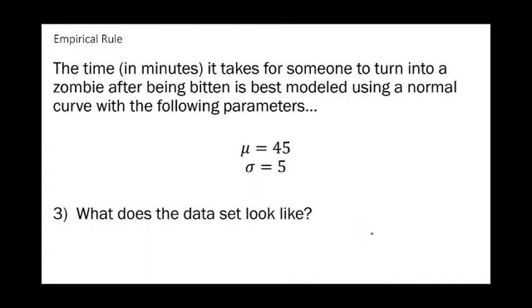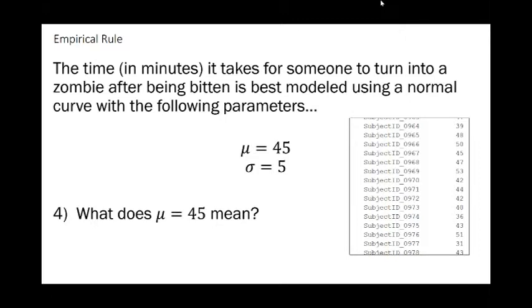What does the data set look like? We have mu equals 45 and sigma equals 5. Where do those things come from? Here's the answer. We have a data set here with many observations. We have subject ID 0001, and it took them 47 minutes to turn into a zombie. The next person took 39 minutes, then 53 minutes, and so on and so forth. When you add up all of these and divide by 1,000, you get the average, which is 45.